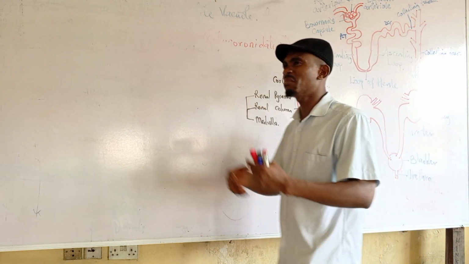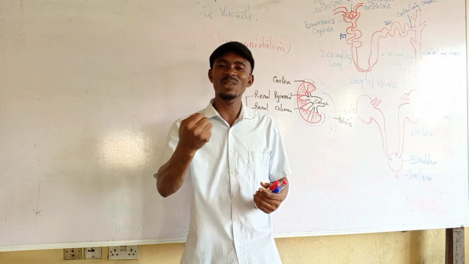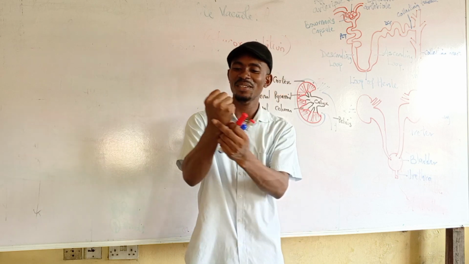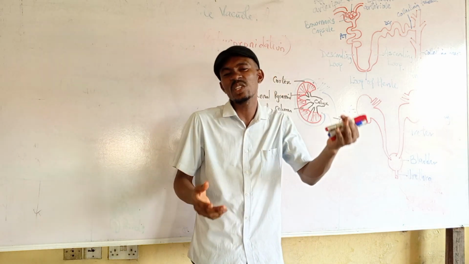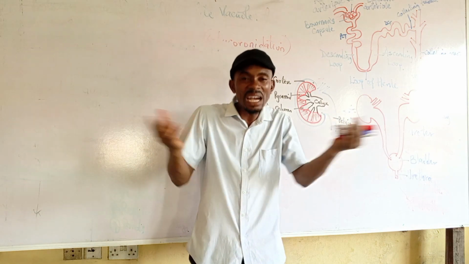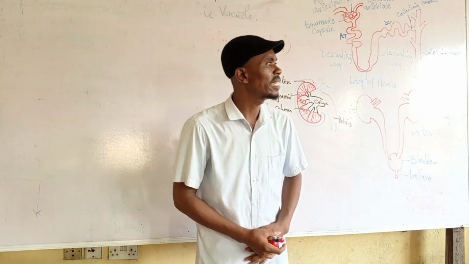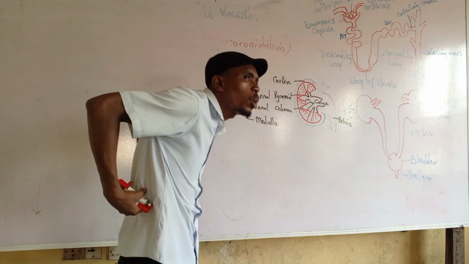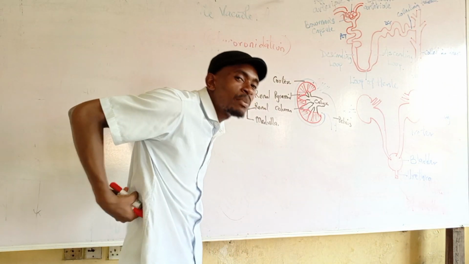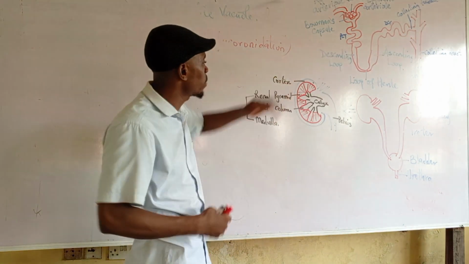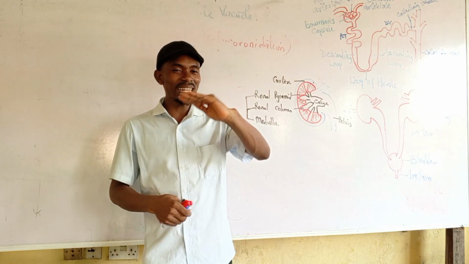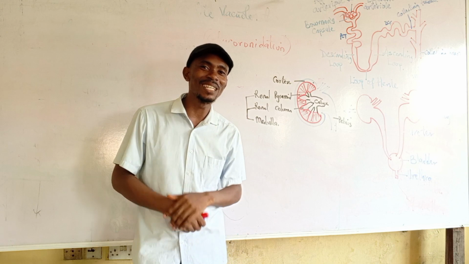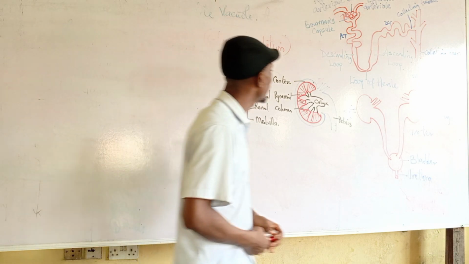They are approximately the size of a clenched fist for an adult kidney. The color is reddish brown or dark red. They are located in the posterior abdominal wall. And take note that the right kidney is a bit lower than the left kidney. The right kidney is lower than the left kidney.